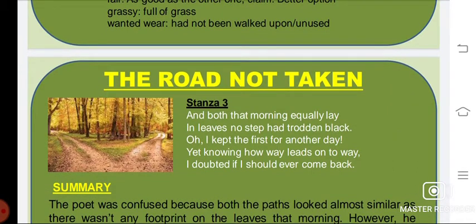And both that morning equally lay in leaves no step had trodden black. Oh, I kept the first for another day! Yet knowing how way leads on to way, I doubted if I should ever come back.